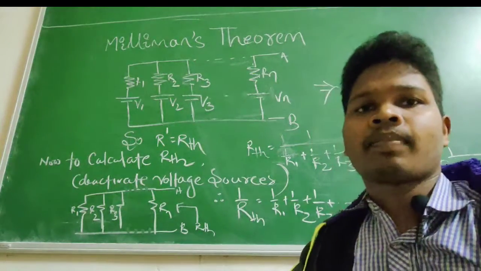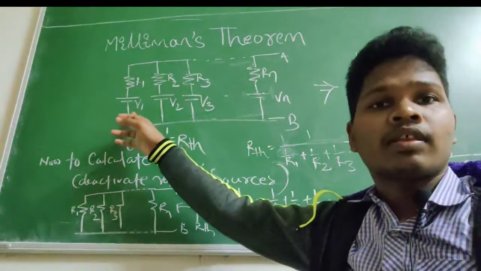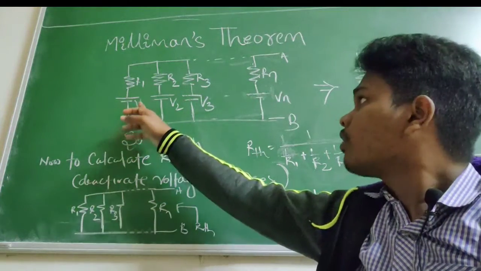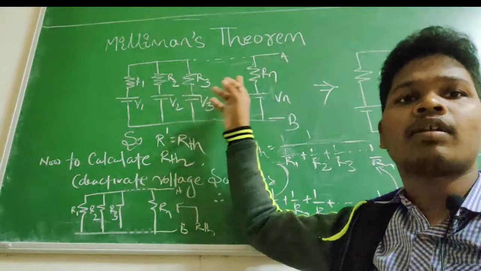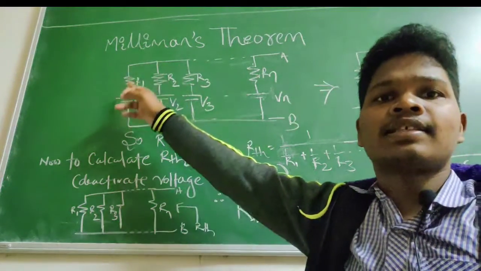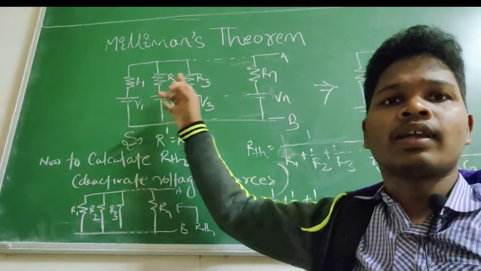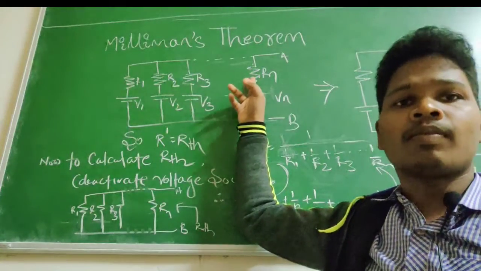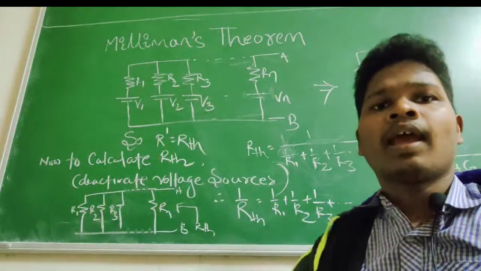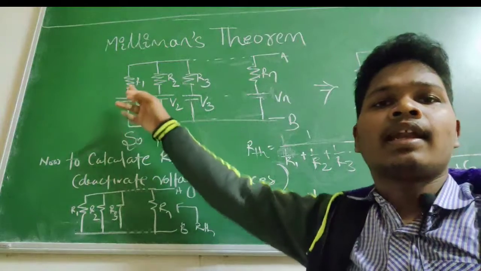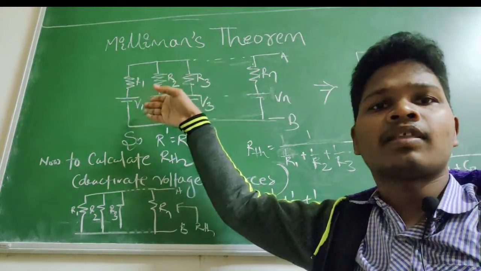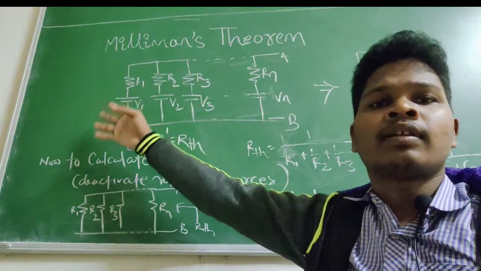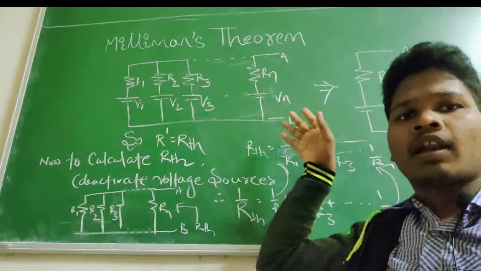Let's see. There are some voltage sources: V1, V2, V3 and up to Vn. And resistances R1, R2, R3 and up to Rn. These voltage sources and resistances are connected in series fashion, and those branches are connected in parallel fashion.